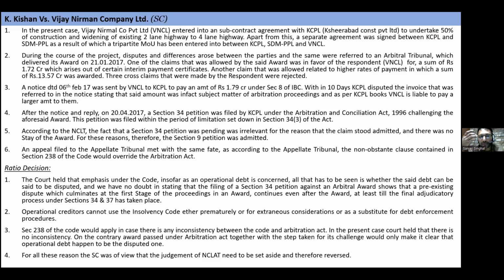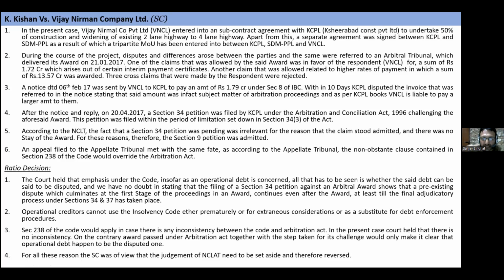During the course of the project, a dispute arose between VNCL and KCPL, and that was referred to the arbitral tribunal. The decision from the arbitral tribunal was in favor of VNCL. The said award was in favor of VNCL for a sum of rupees 1.72 crore. And there was another claim related to that project allowed in favor of KCPL, related to rupees 13.75 crore.